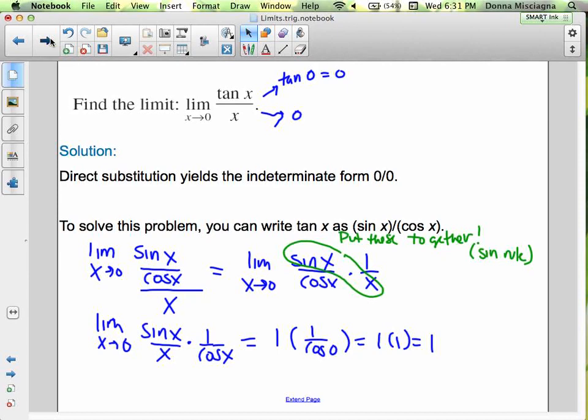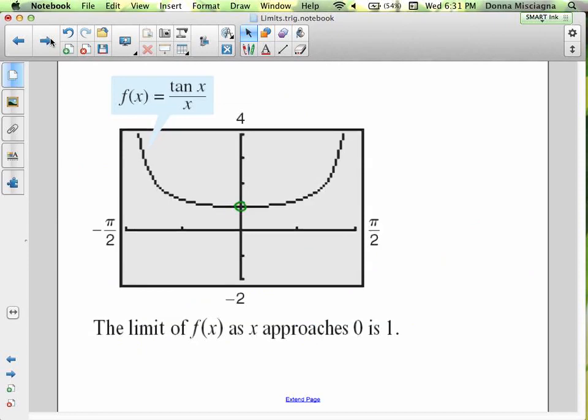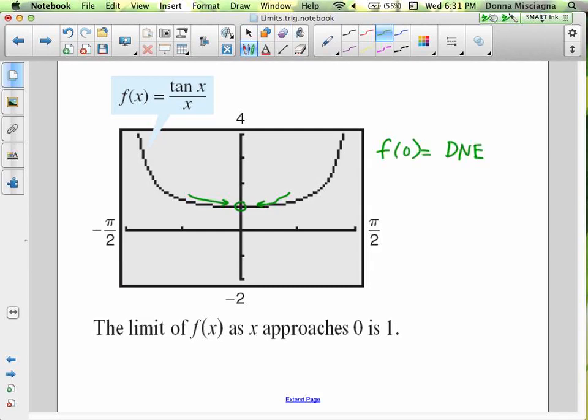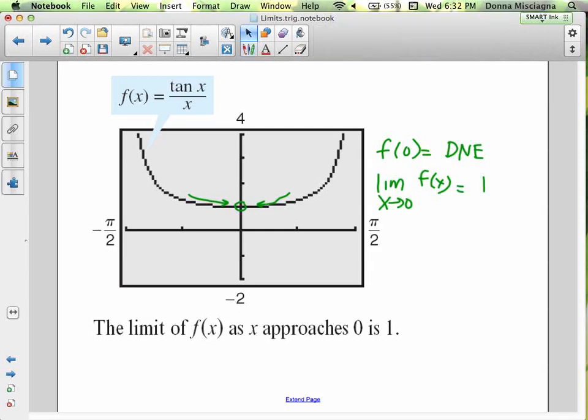All right, so important things to remember. The tangent is sine x over cosine x, and the Pythagorean identities. So here is the graph of f of x equals tangent x over x, and look at that, it does appear that our limit, as x approaches 0 from the left-hand side and from the right-hand side, is approaching 1. There is a hole there in the graph, so f of 0 does not exist, that's undefined. However, the limit of our function here as x approaches 0 is equal to 1. And we show that on the other page.